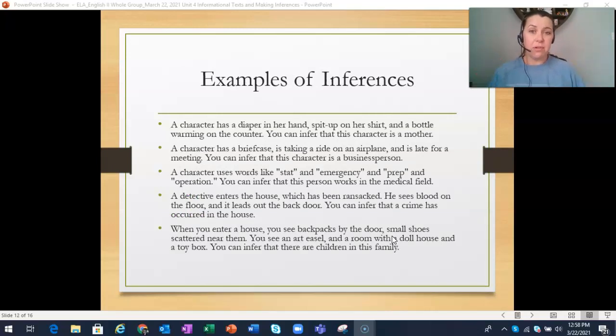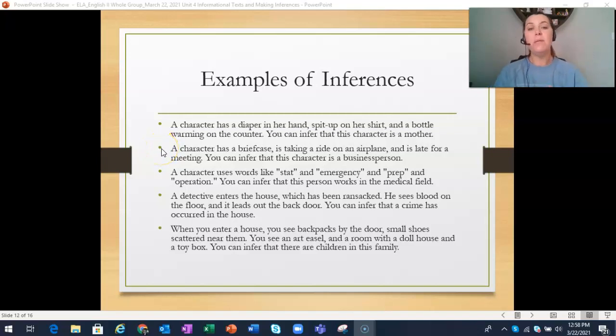So here's some examples of inferences. A character in a story has a diaper in her hand. She has spit up on her shirt. She's got a bottle in a warmer on the counter. We can infer that that character is a mother, even if nowhere in the text does it tell us, hey, this is a mom with a baby. We can look at the information we do have, and we can reason that she is a mother.